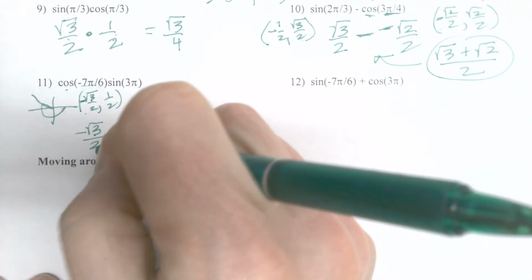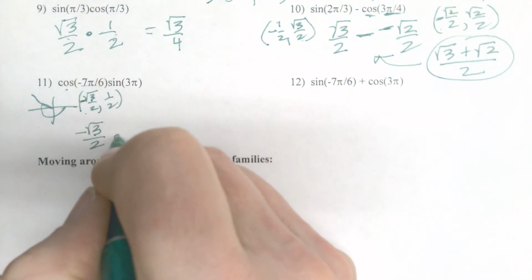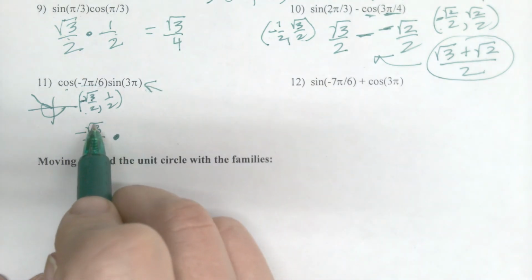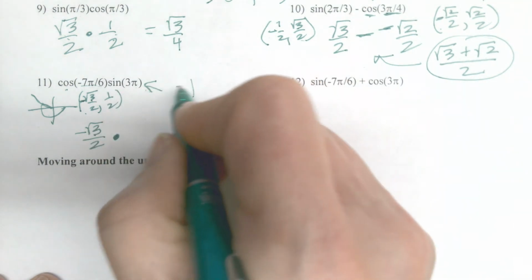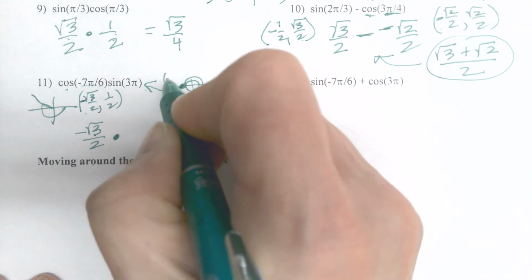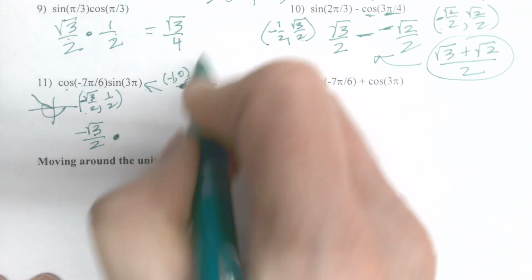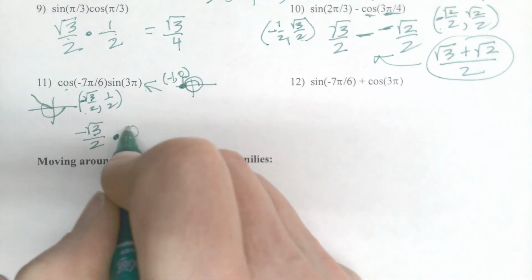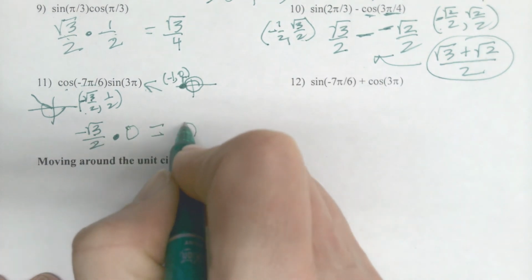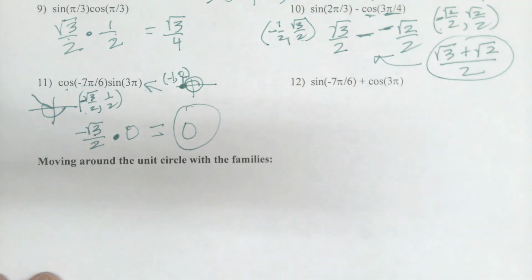And then I'm going to be multiplying that by this next one, which is the sine of 3 pi. So when I think about 3 pi, that's 1 pi, 2 pi, 3 pi on an axis. That's negative 1 comma 0. In the sine position is 0. Negative square root of 3 over 2 times 0 is 0. So 0 is my answer.